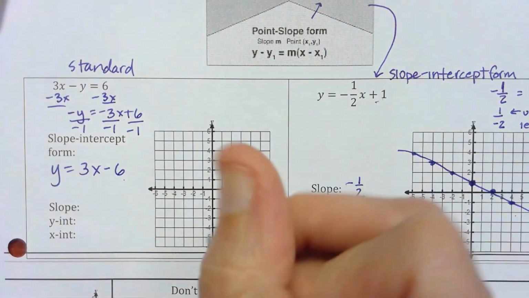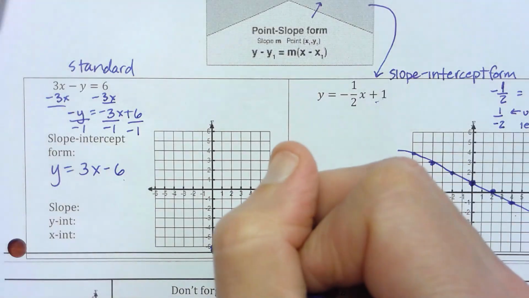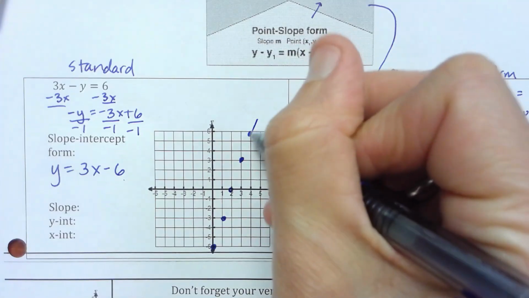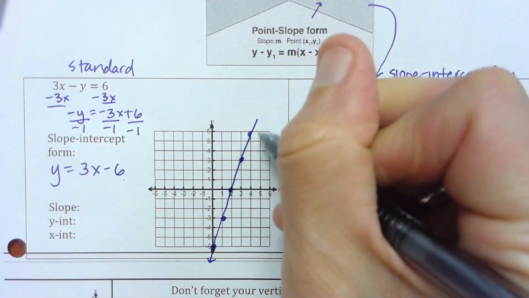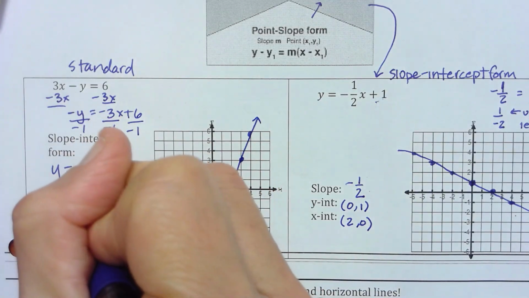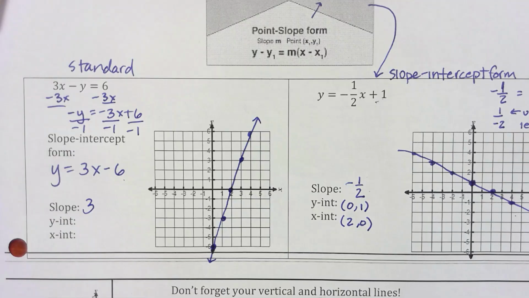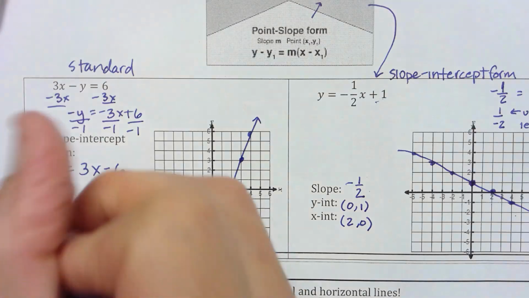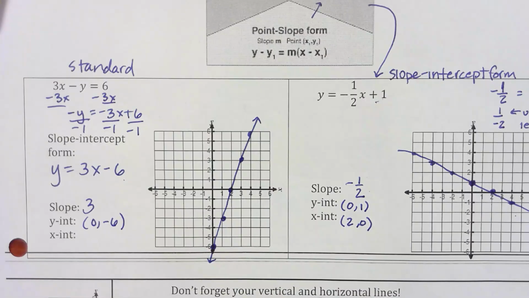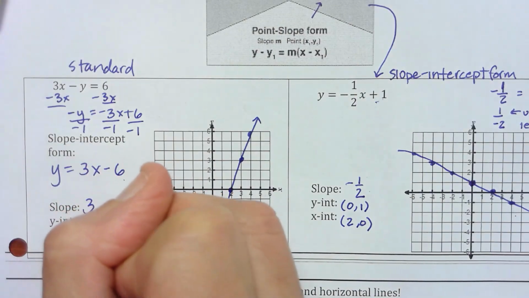There's my y-intercept. I'll put that on, and then my slope is rise 3, run 1. Rise 3, run 1, rise 3, run 1, and connect them like that. The slope is 3. If you want to write 3/1, that's okay too, but rise 3, run 1. The y-intercept is (0, -6), and the x-intercept is (2, 0) also.